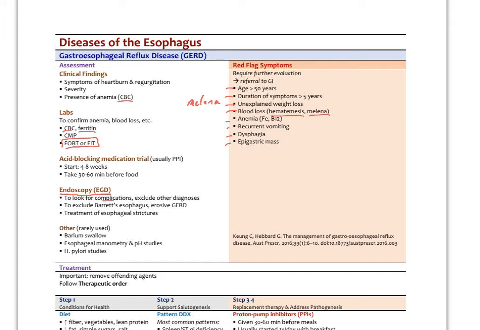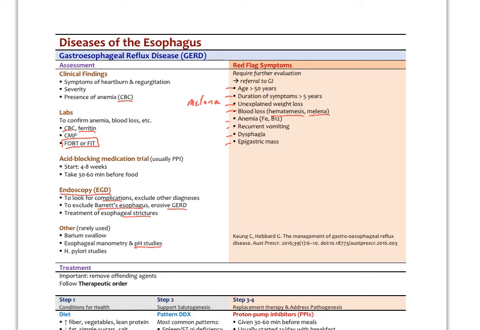So we're going to look for any complications and potentially exclude others. When we're not sure, we might just order the endoscopy. Definitely checking for Barrett's, and for what's called erosive GERD, which is when we have erosion of the mucosa from the acid. Looking for strictures. We can also treat the strictures, so the endoscopy can be used to inflate a balloon at the base of the esophagus, which opens up the lower esophageal sphincter, so that can treat strictures. We now rarely use barium swallow or esophageal manometry, which checks for pressures. We used to do pH studies of the stomach.